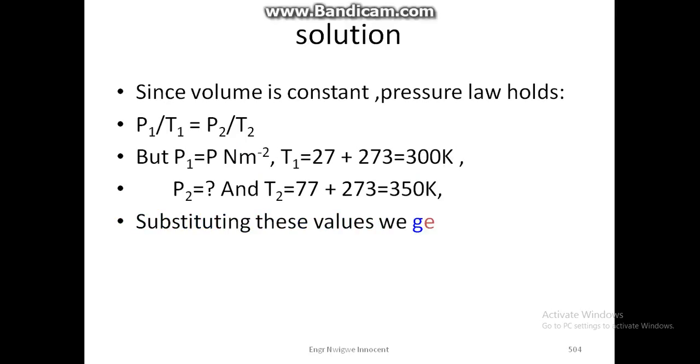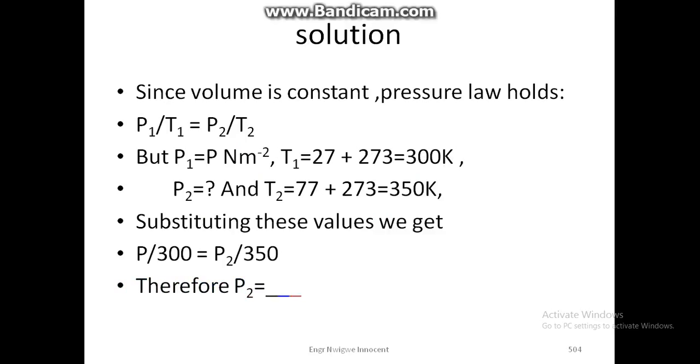Substituting these values, we get P over 300 is equal to P2 over 350. Therefore, P2 is equal to P times 350 all over 300, which is equal to 1.16 P Newton per meter squared.